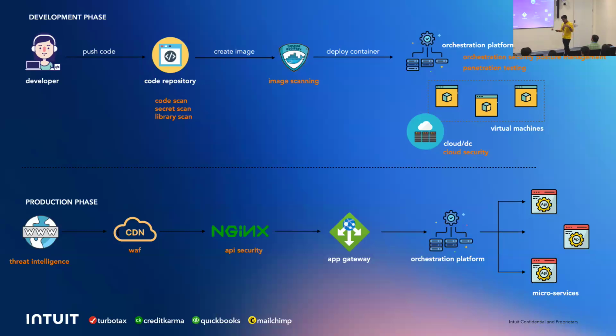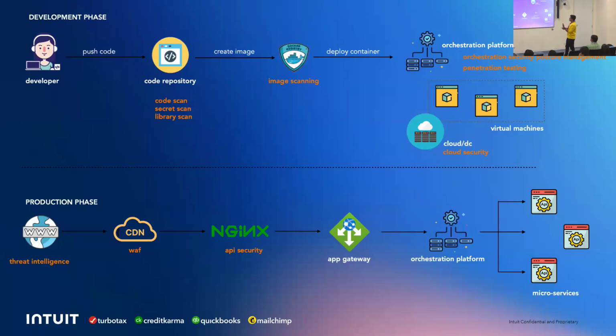Once all of your applications are deployed, this is how a typical application graph can look like. You have an externally exposed asset which goes through a WAF, then which goes through the Nginx, which can be a reverse proxy. Then you have an API gateway. Then you have again an orchestration platform which routes your traffic to the downstream microservices.